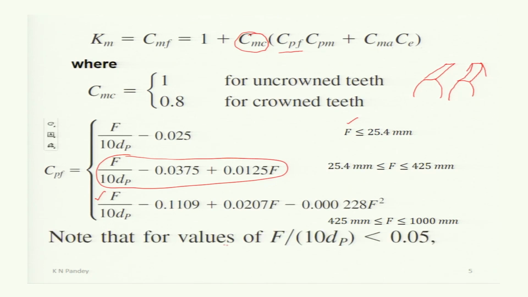Now note that the value of F divided by 10 dP should not be less than 0.05. For lesser values, F divided by 10 dP equal to 0.05 is to be used. So if F divided by 10 dP, where dP is the pinion diameter, is less than 0.05, then the value of F divided by 10 dP should be taken as 0.05.